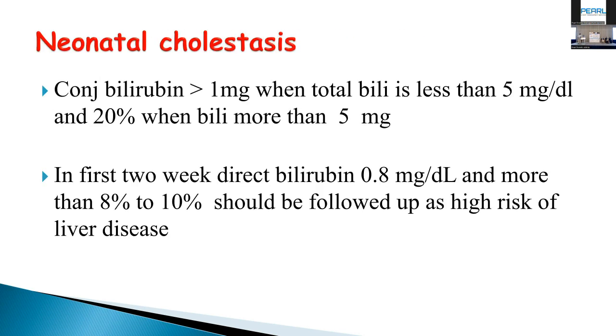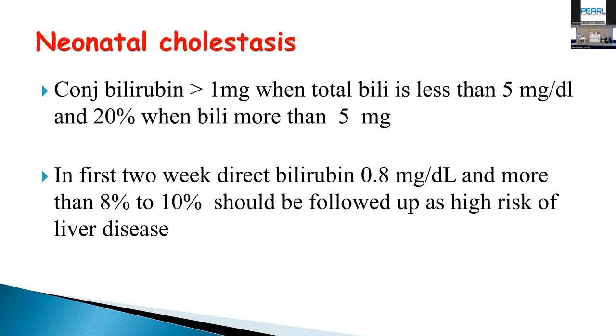By definition, neonatal cholestasis is a conjugated bilirubin of more than 1 milligram when the total bilirubin is less than 5 milligram, and 20% when it's more than 5 milligram. That's how neonatal cholestasis is defined. In children less than 2 weeks of age, any bilirubin of more than 0.8 milligram or 10% should be followed up, because many of these children can have problems like biliary atresia.